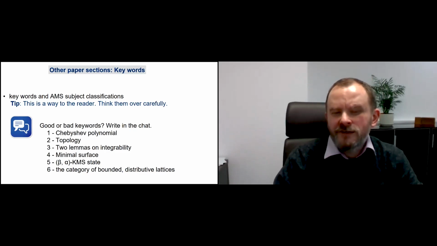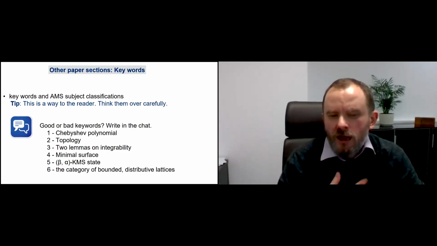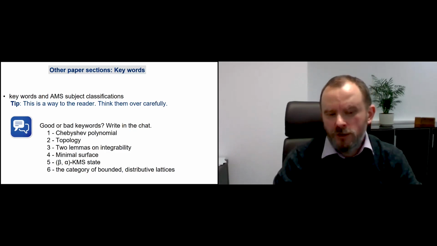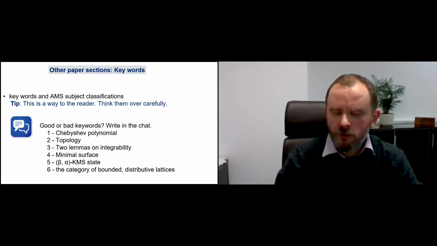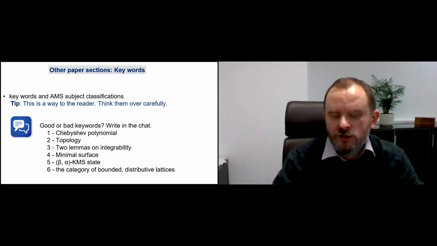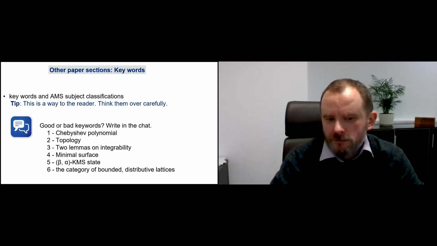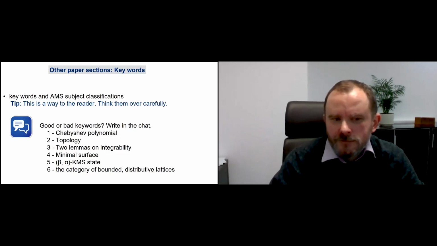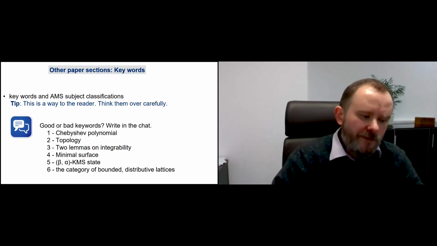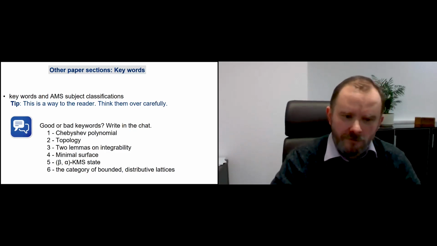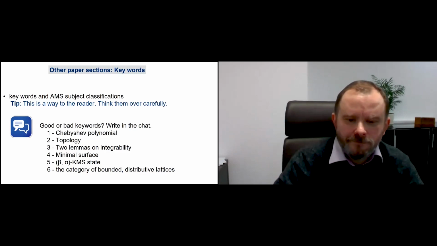Because the optimal variant for keywords, in my opinion, is 2 words. Chebyshev polynomial, minimal topology, minimal surface. 1 word like topology, if it's not too general, is also possible. But such a long phrase with a comma, I'm sorry, I don't like it. Okay, but at least this is a reason to think about this more. Okay, let us go to the next slide.